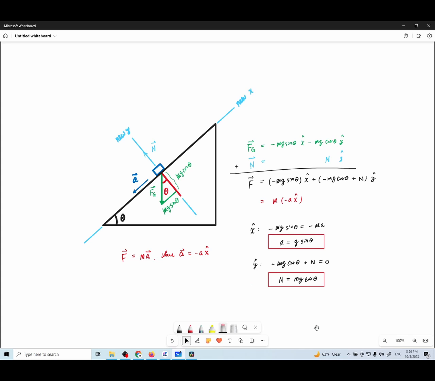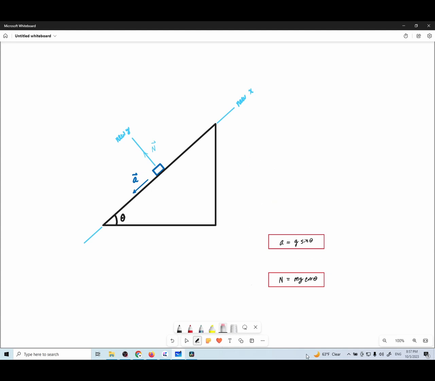In summary, whenever we see an object on an inclined plane, assuming that there is no friction, then the object will move towards the bottom of the plane with an acceleration of g sine theta, and the normal force will be mg cosine theta.